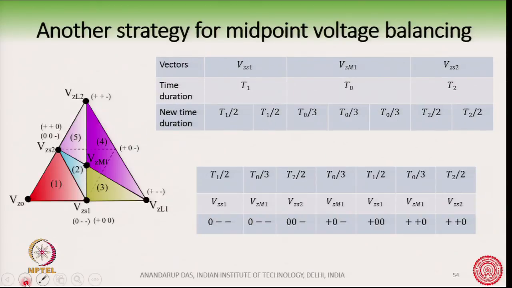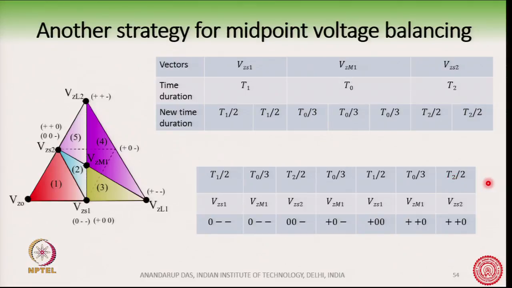Next, how am I going to apply the vectors? So, we will now place these timings in a different fashion, not in this sequence. Okay. So, you see how we are going to place the timings first. This T1 by 2 comes here, but then I have a T0 by 3 time which I go from here to here. Then I put a T2 by 2 timing here. Then I put another T0 by 3 here, then T1 by 2 here, T0 by 3 here and another T2 by 2 here.